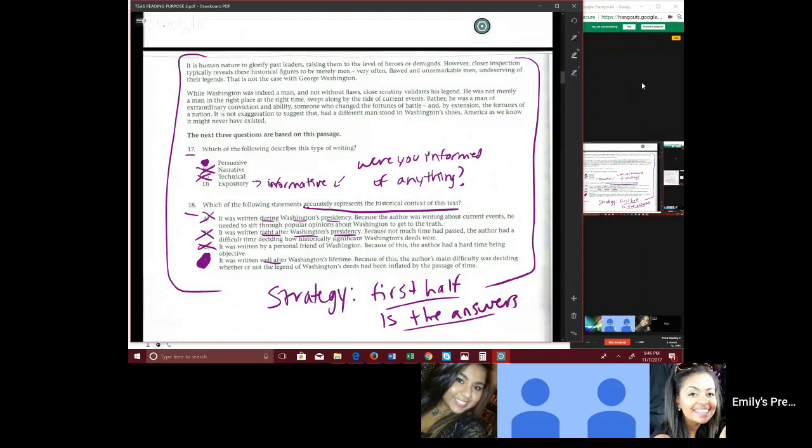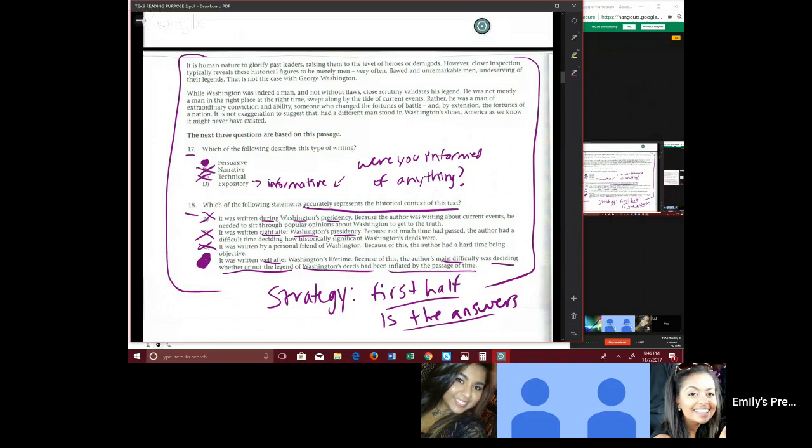If you didn't notice that, that's okay. But hopefully you're like, oh, wow, I could have saved myself a ton of work there, because I don't even have to read the second half to know for a fact I'm getting it right. Now, that doesn't mean I wouldn't read the second half. I would go ahead and read the second half, make sure you're really happy with your answer, confident in your answer. Because of this, the author's main difficulty is deciding whether or not the legend of Washington's deeds has been inflated by the passage of time. That is what the discussion was.